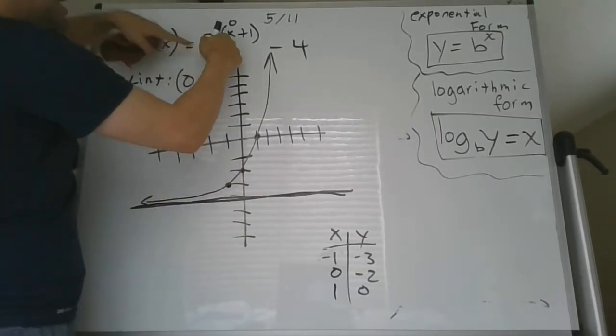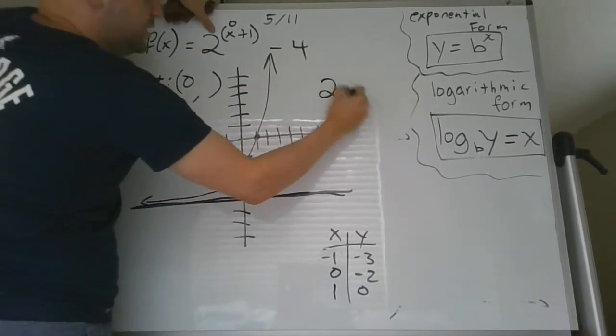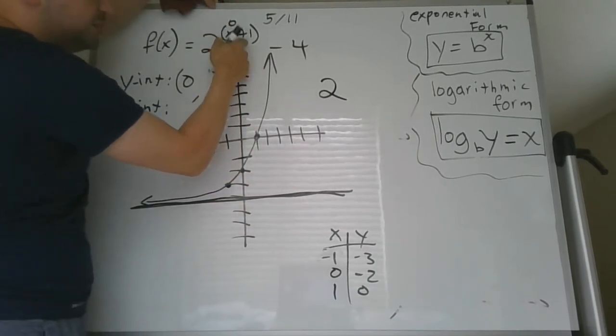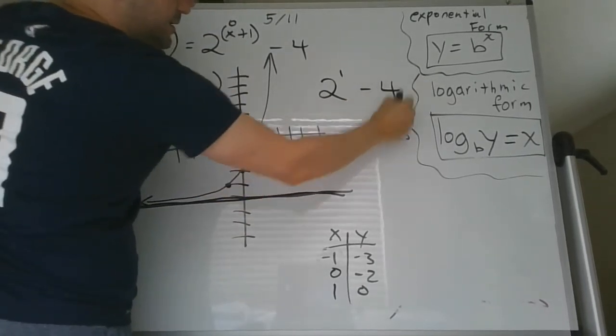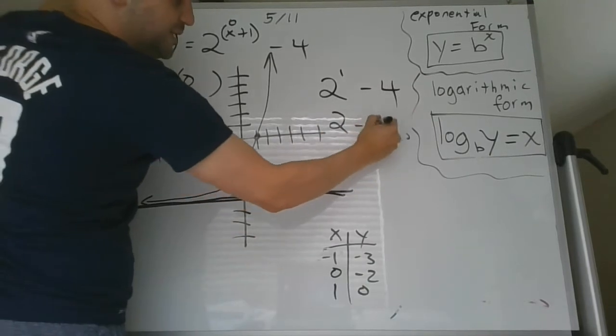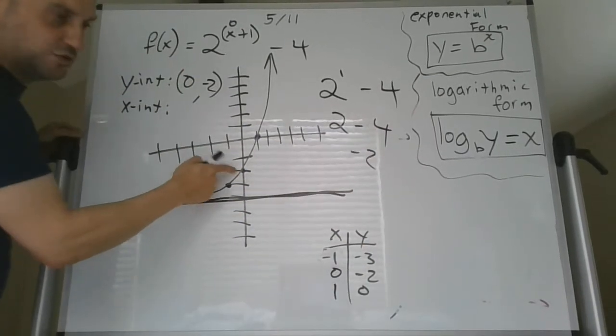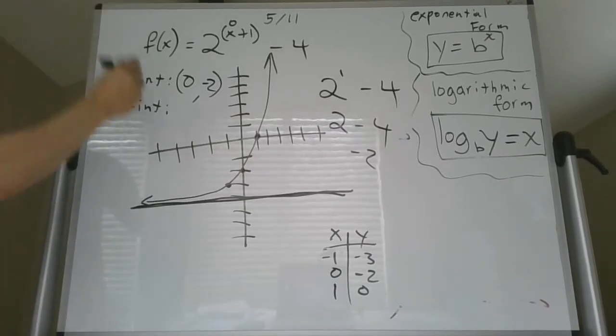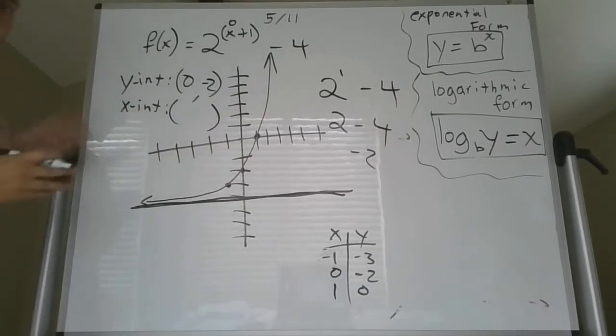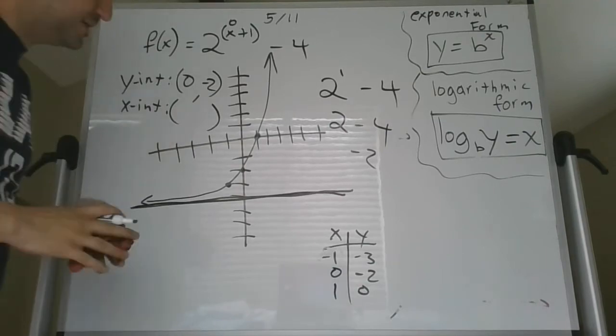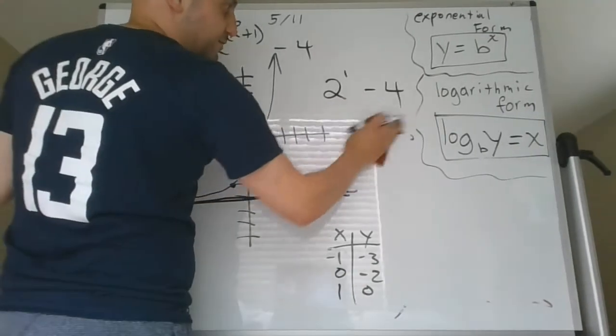Let's just make sure it's correct. Let's make the x 0. That would be 2 to the power of 0 plus 1, which is 1. 2 to the power of 1 is just 2. 2 minus 4 is -2. We got it. The y-intercept is -2. We already knew that. Okay, next, x-intercept. A little more involved, okay? So turn your blinkers on right now because the x-intercept is a little more involved.